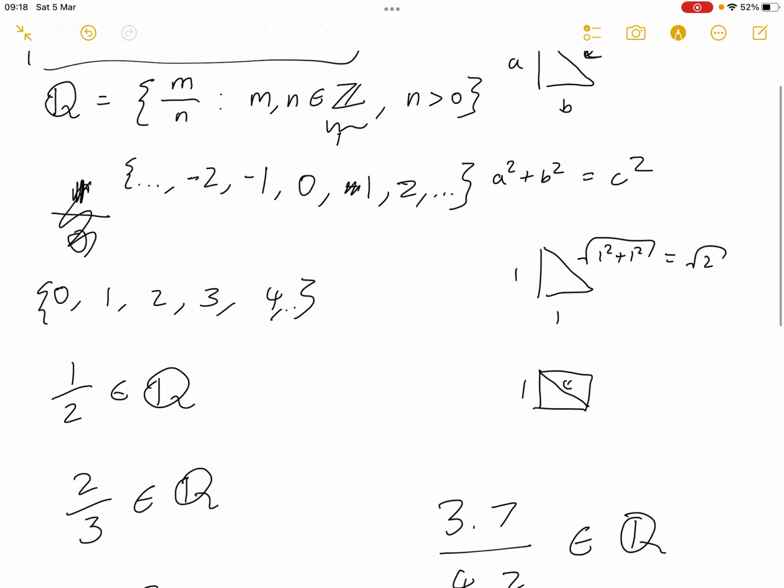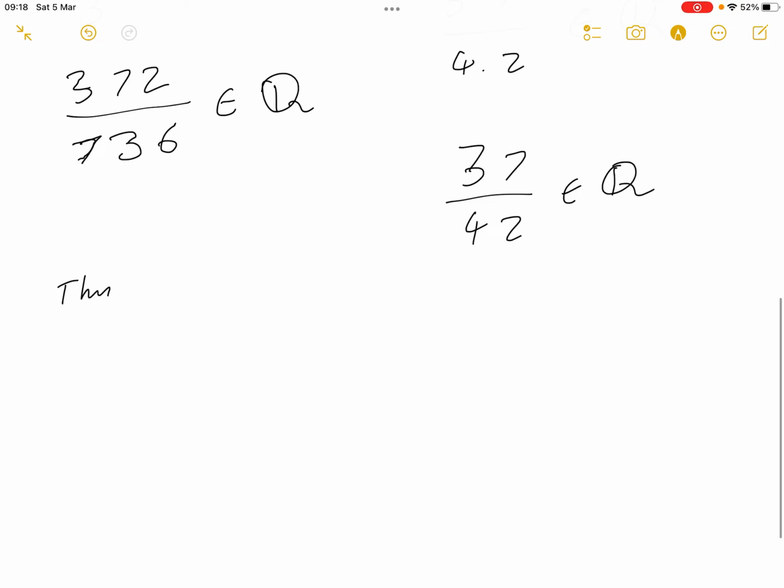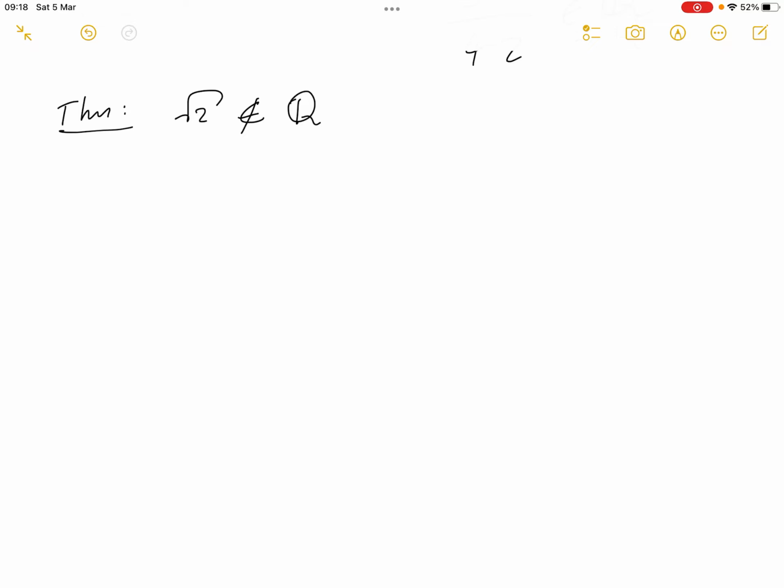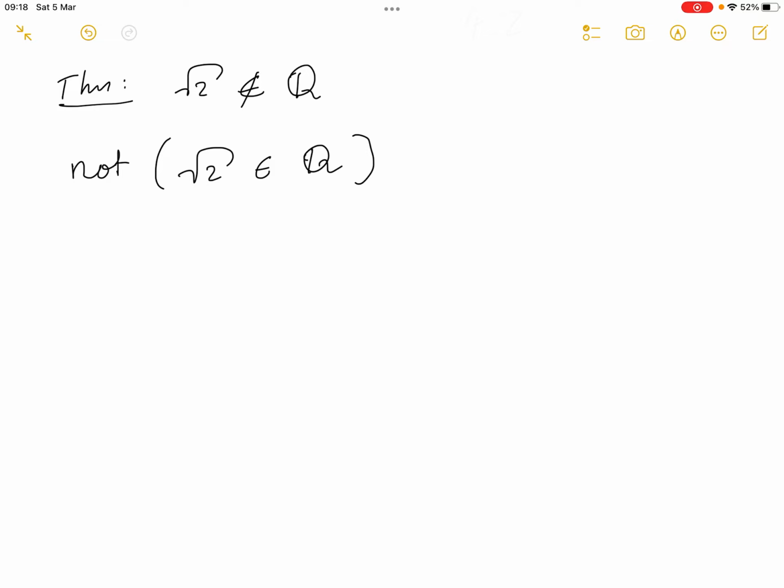In fact, I'll write it down again. Square root of 2 is not rational. How would you show this? Well, something's not rational. Well, what do we mean by not rational? Well, we mean that it is not true that square root of 2 is in Q, right? That's what we mean by saying it's not rational, that this is not true. It is in the rational numbers is not true. That's what we mean by irrational.